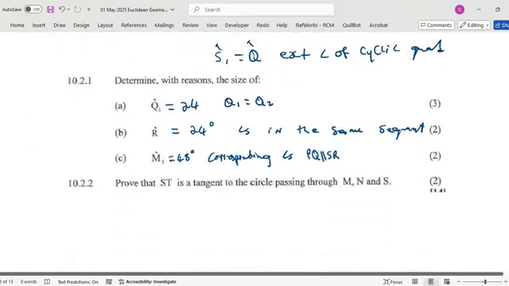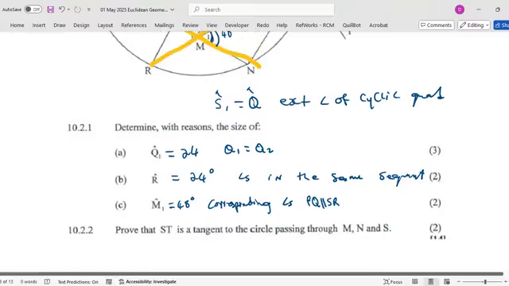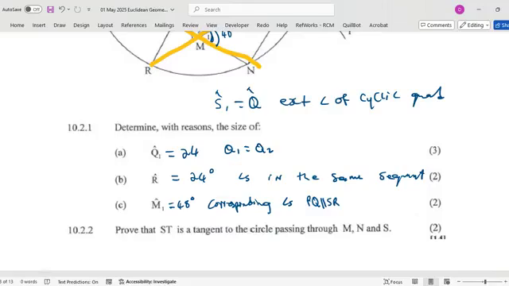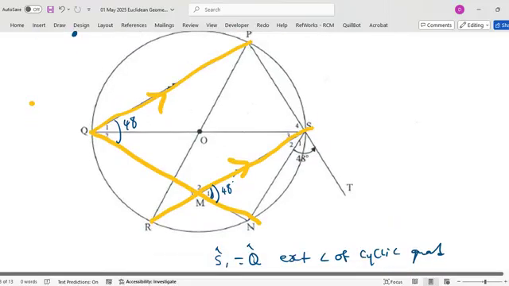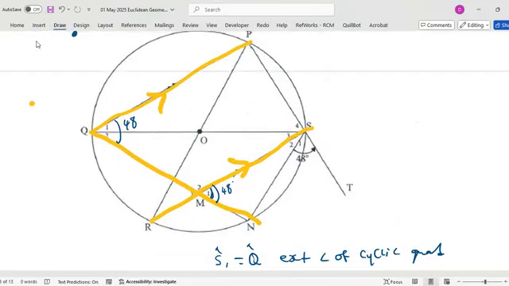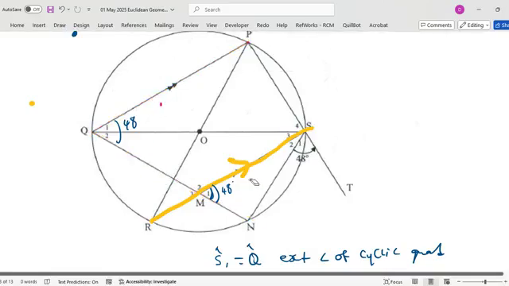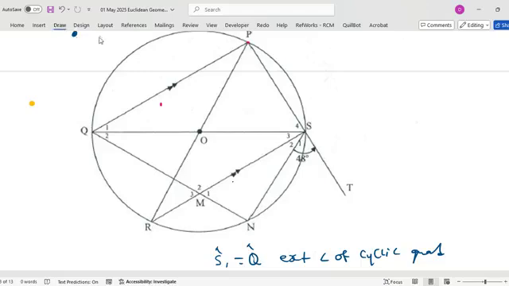Okay. Let's move on to this one. Prove that ST is a tangent to the circle passing through M and S. So they are saying there's another circle through M and S. What I usually advise learners to do is draw that circle, the circle that they're talking about, passing through those points. We're passing through M, through N, and also through S.